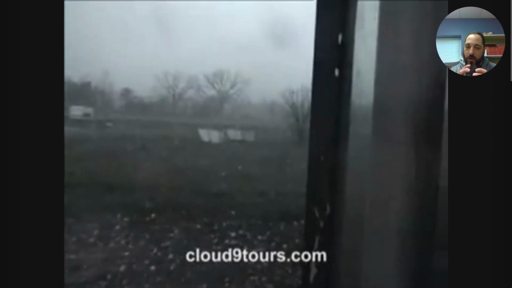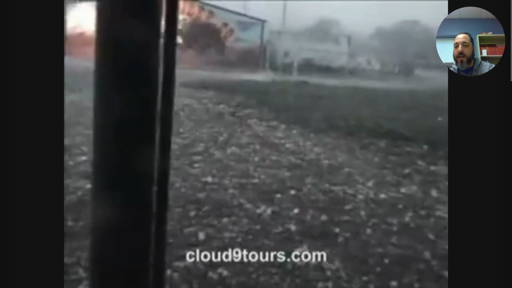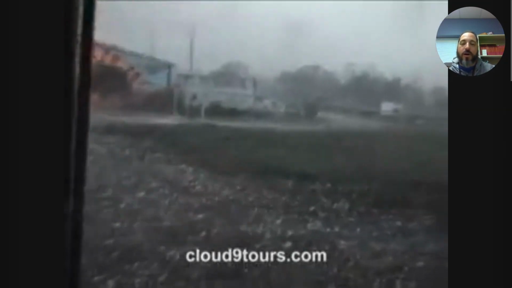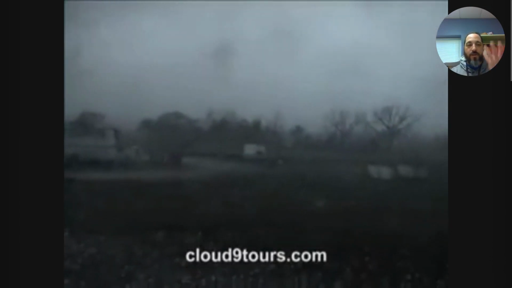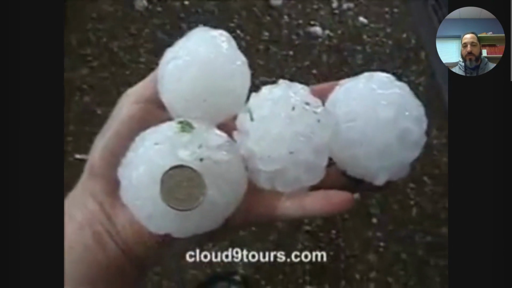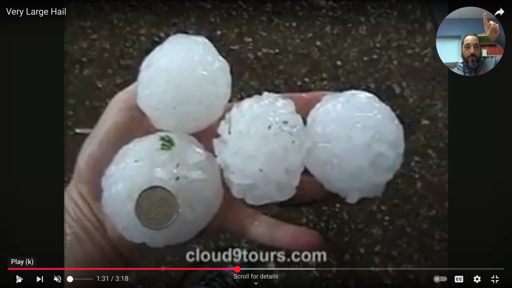You can see these are large, fairly golf ball size diameter chunks of hail that are coming out of the sky. And the way hail happens is when we have a very low pressure system that has very strong updrafts. Look at that, they're bigger than the quarter. Very strong updrafts. We've got water that is precipitating out and begins to fall.